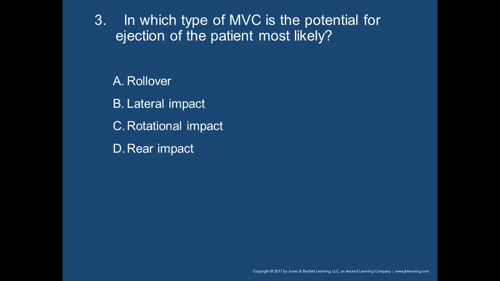Number 3: in which type of motor vehicle crash is the potential for ejection of the patient most likely? In a rollover, in a lateral impact, in a rotational impact, or a rear impact? Shouldn't take too long on this one. I would bet you've got it by now that it would be a rollover, especially if the patient is unrestrained.